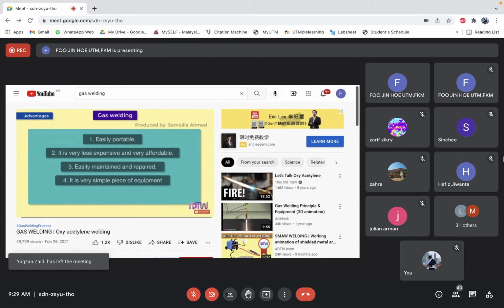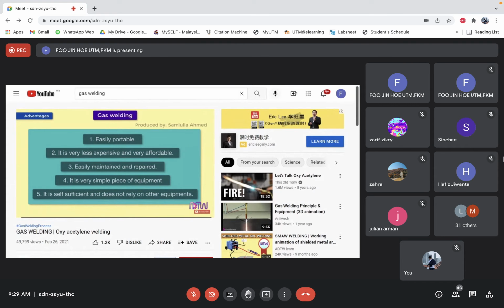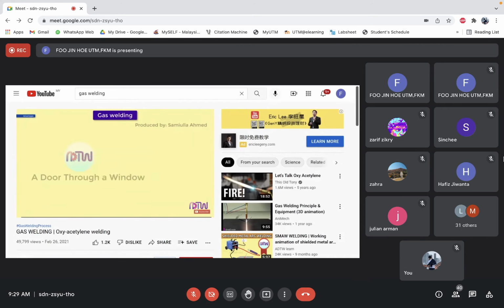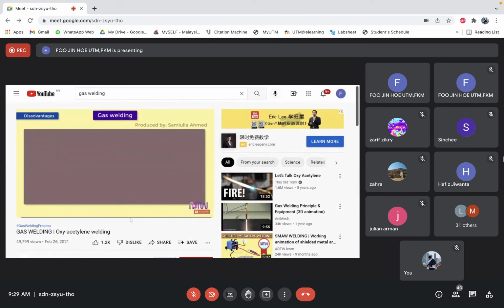It is a very simple piece of equipment. 5. It is self-sufficient and does not rely on other equipment. Disadvantages of gas welding. 1.